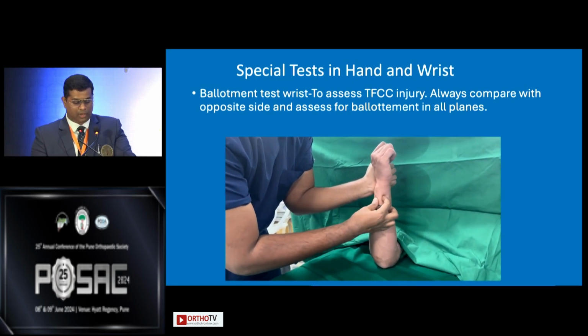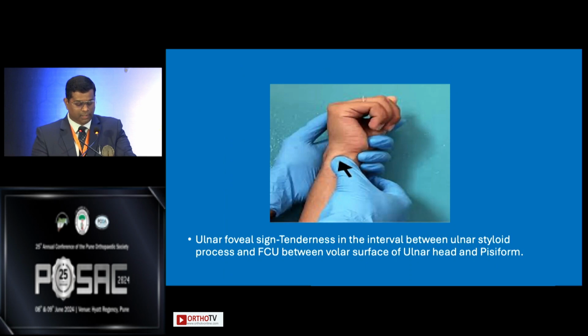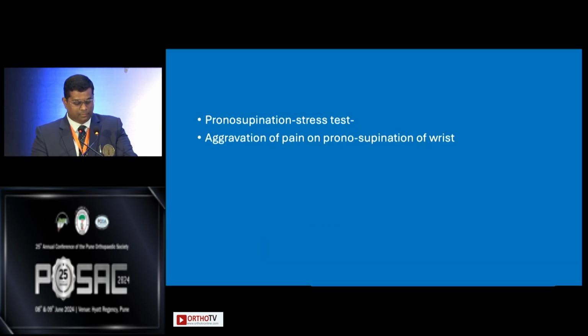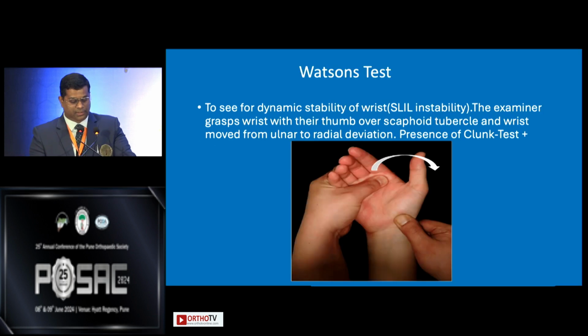So this is a ballottement test. Then the ulnar foveal sign: tenderness in the interval between the ulnar styloid process and FCU, between the volar surface of the ulnar head and pisiform. Then the pronosupination stress test: aggravation of pain on pronosupination of the wrist.